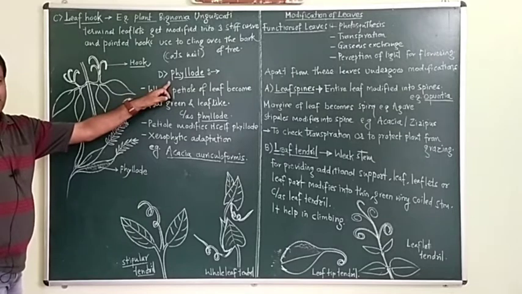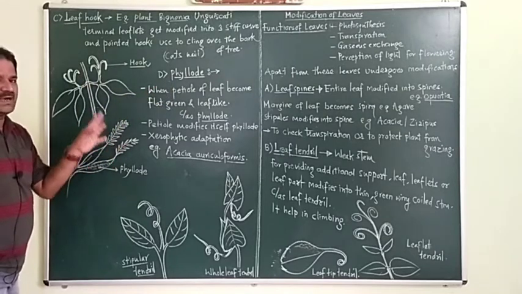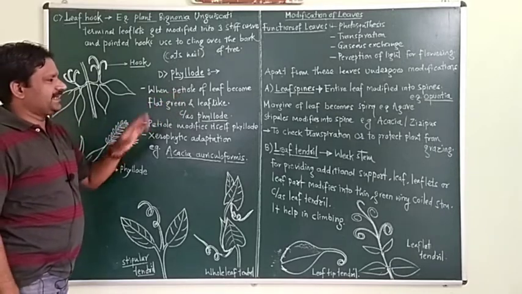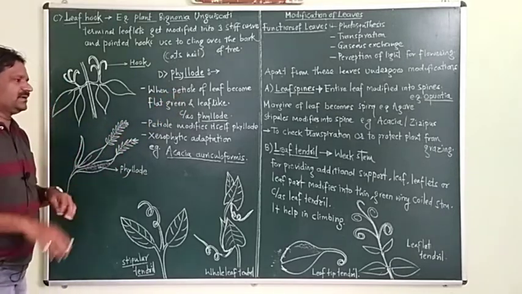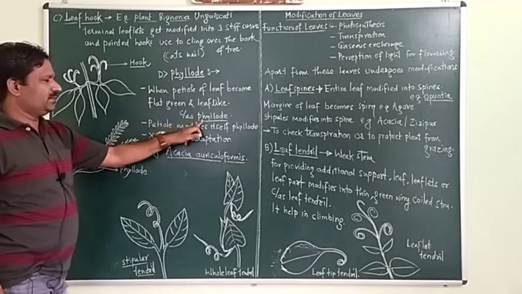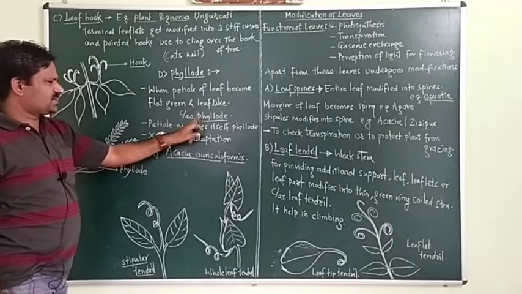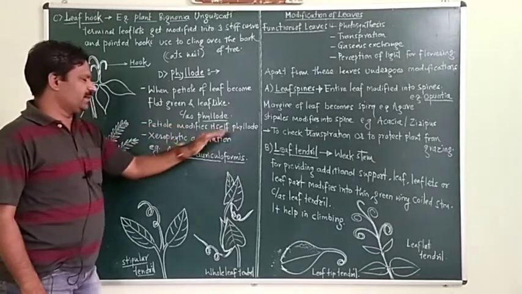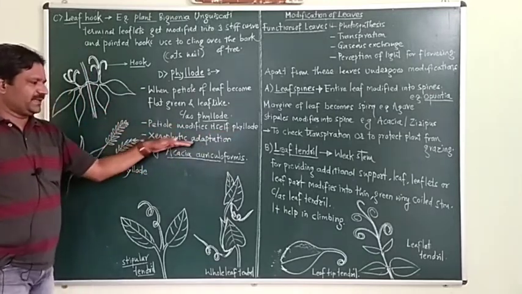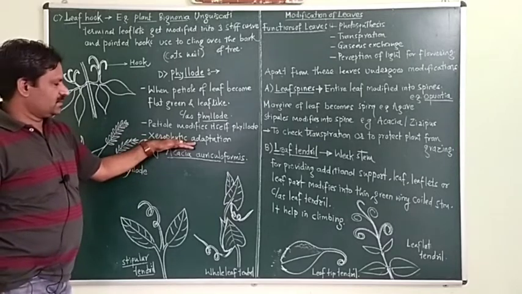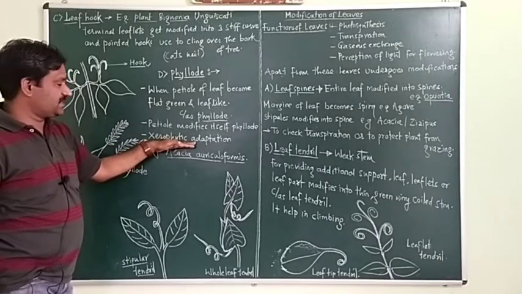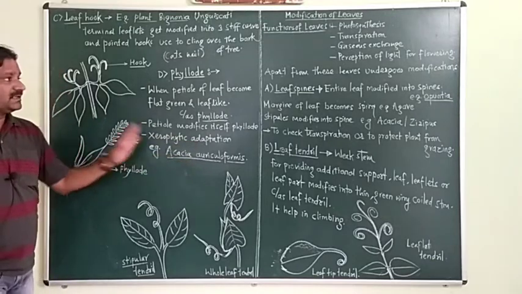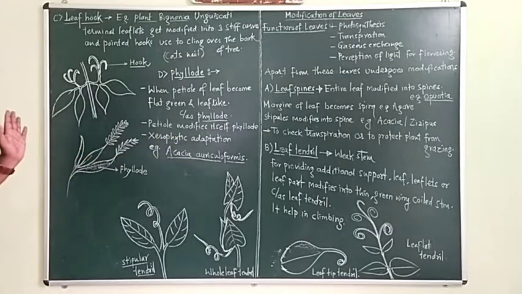Then the last one is the phyllodes. Phyllodes is a part of leaf. Generally the petiole of the leaf becomes flat, green and leaf like. It looks like a leaf, that is phyllodes, and this petiole is modified itself into phyllodes, and it is a xerophytic adaptation. The plant that develops this adaptation has a xerophytic adaptation. An example is acacia. Okay, this is regarding the modification of leaves.